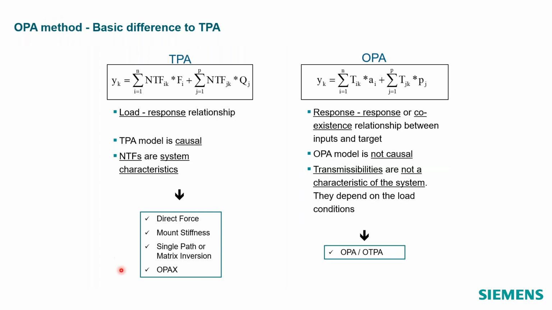And in traditional TPA, we can use the direct force method, the mount stiffness method, single path inversion, matrix inversion, or OPACS. So OPACS is just a different way to get a load in a traditional TPA study. Whereas OPA is really a different method using transmissibilities rather than structural FRFs.